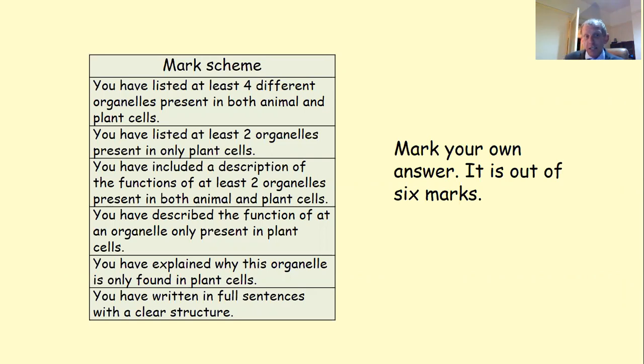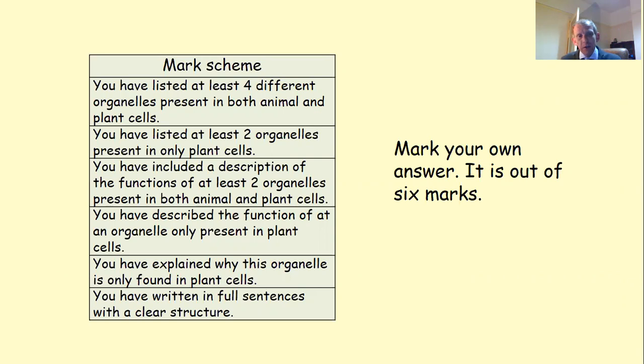Now, if you've also listed 2 organelles that are only present in plant cells, there's another mark there. So we've got our comparison, we've got our contrast of what organelles are found in plants. And then if you describe the function of at least 2 of the organelles that you've labelled that are present in both animal and plant cells, again, we're getting that comparing, that similarity.